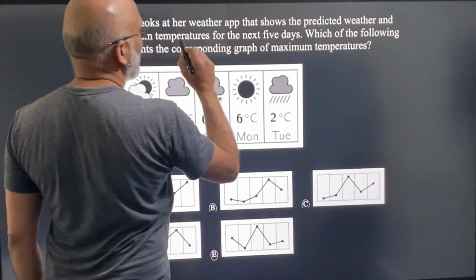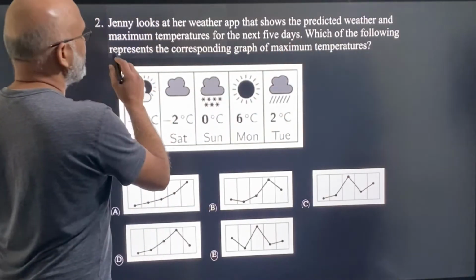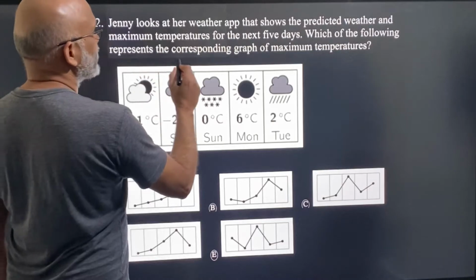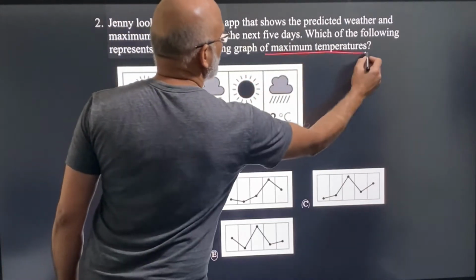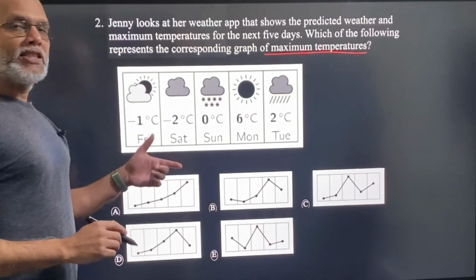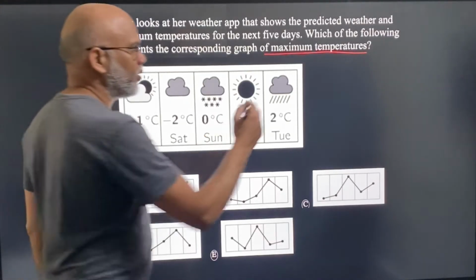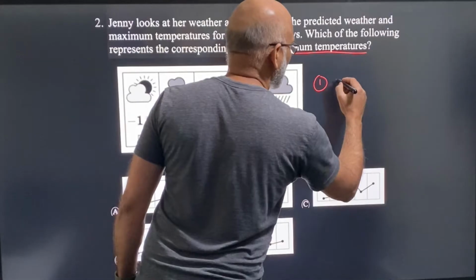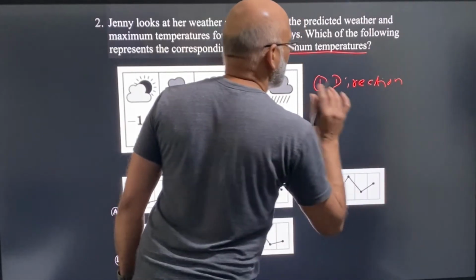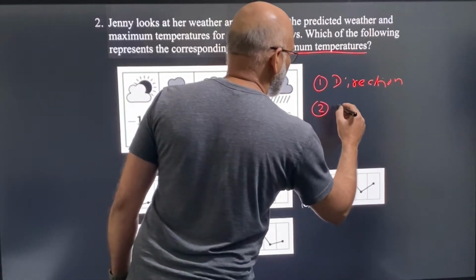Jenny looks at her weather app that shows the predicted weather and maximum temperatures for the next 5 days. Which of the following represents the corresponding graph of maximum temperatures? All right. So whenever you have to look at charts, remember two things. One is direction. Number two is magnitude.